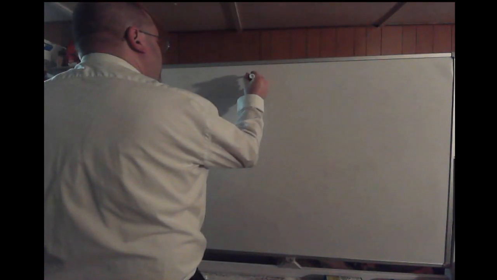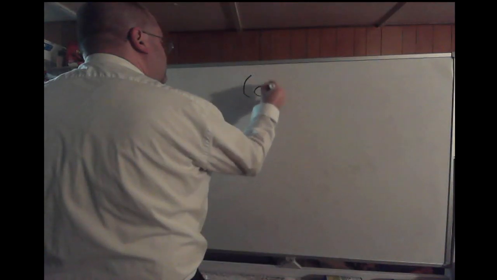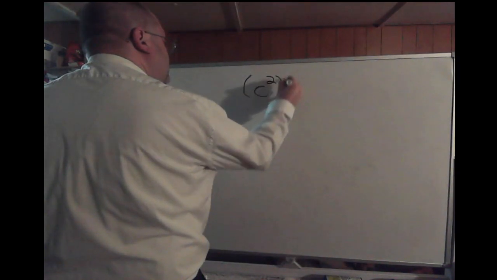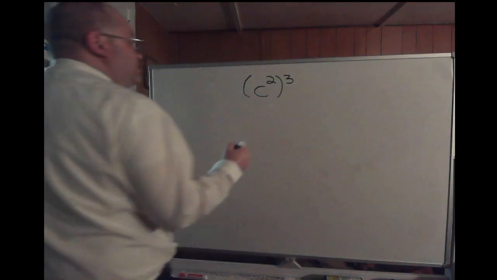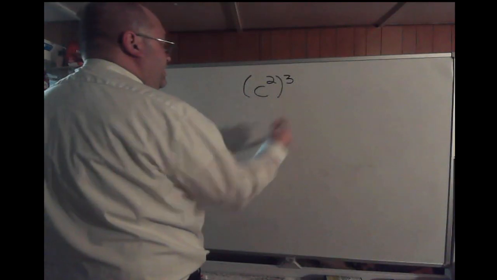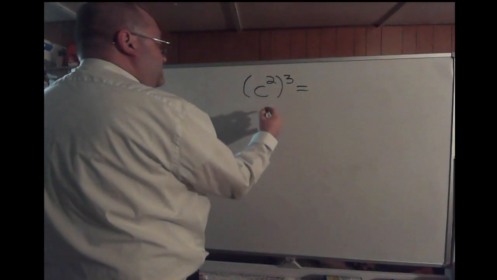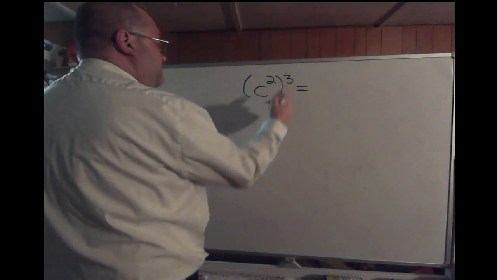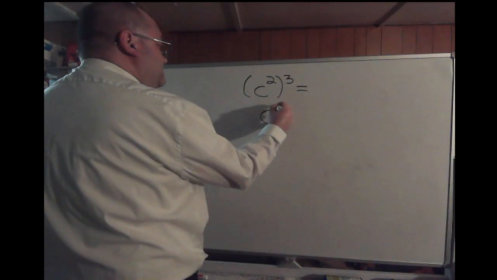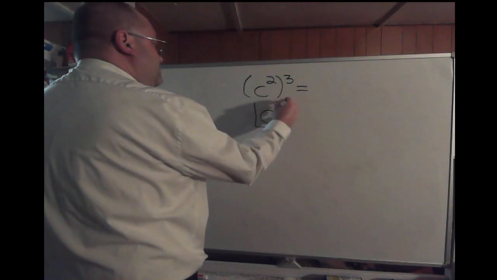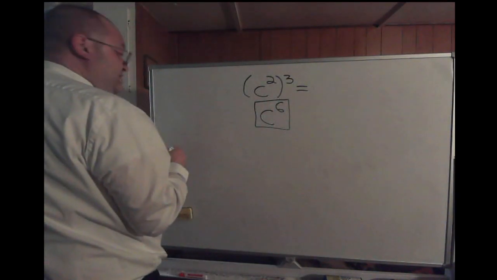Let's say we have c to the second to the third power. You're just going to take the two powers, 2 times 3, and multiply them. You'll get c to the sixth. So the answer you should get is c to the sixth.